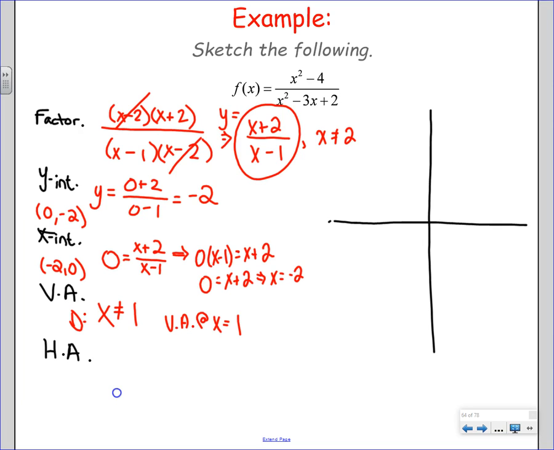So far, I have a point at (0, -2). I have a point at (-2, 0). I have a vertical asymptote at 1. The last but not least is, who wins? I'm doing a degree test for the horizontal asymptote. It is a tie, not because of the numbers, but because it's x to the 1 and x to the 1.